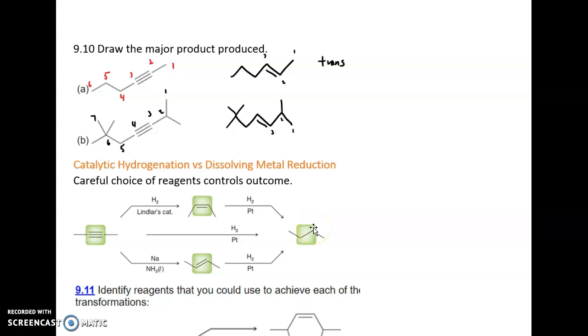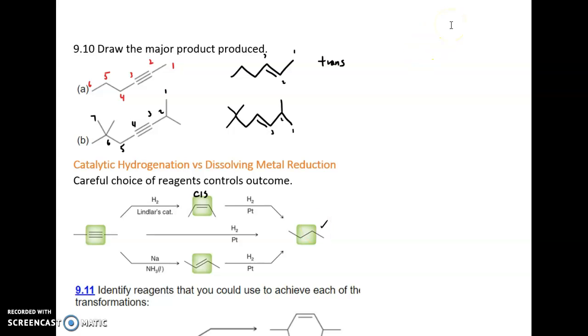Catalytic hydrogenation versus dissolving reaction. So this is just a summary of what I've just been talking about. If we have a triple bond and we treat it with a poisoned catalyst, we'll get a cis form. If we further treat that with hydrogen with platinum, we'll get an alkane. We can do that directly with hydrogen and platinum. If we want the trans form, we have to use the sodium in liquid ammonia.